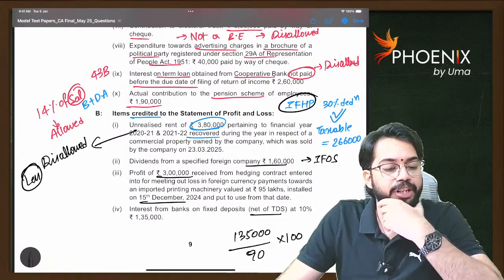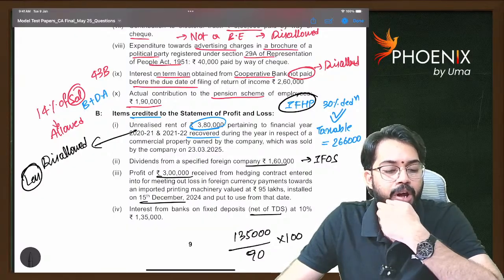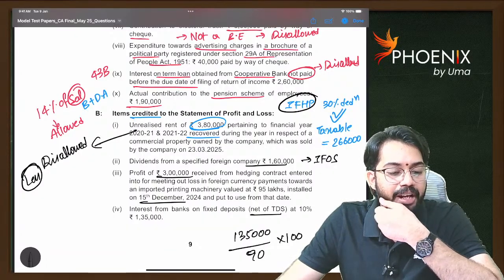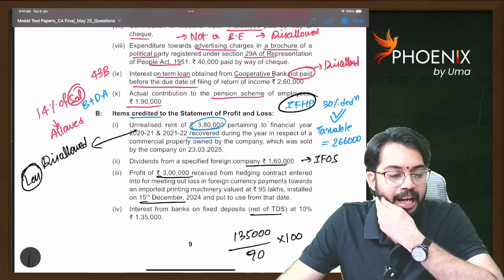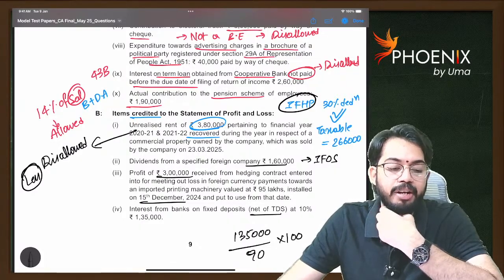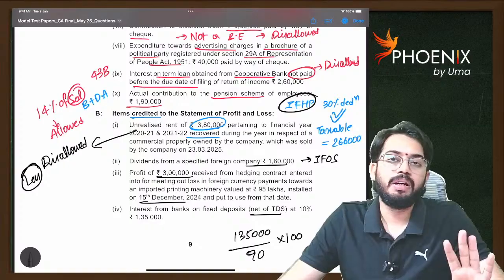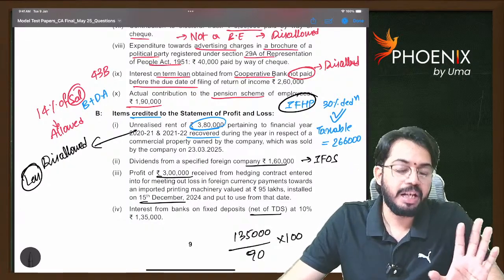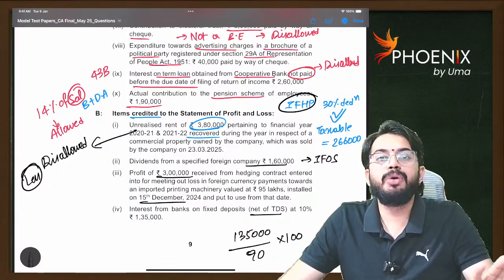Will the question specify whether it is before or after TDS? Whenever needed, sir, because in some cases I observed that it is not specified, especially for interest or dividend income. See, generally they will specify. If they do not specify, you write the assumption.